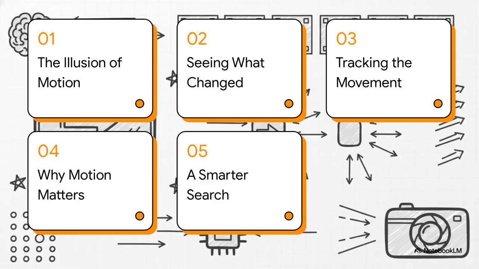First, we'll start with the basic illusion of motion itself. Then we'll look at how computers spot what's changed between two moments. After that, we'll get into the clever math they use to actually track that movement. We'll explore why this is so important for everything from your Netflix binge to self-driving cars. And finally, we'll get a peek into the tough engineering choices that make it all work.